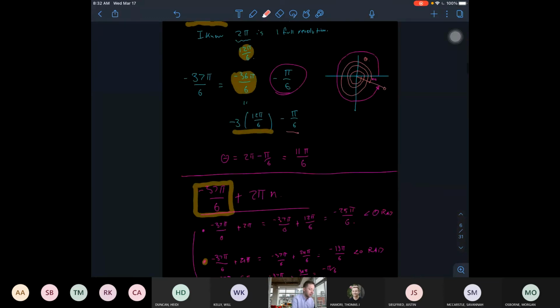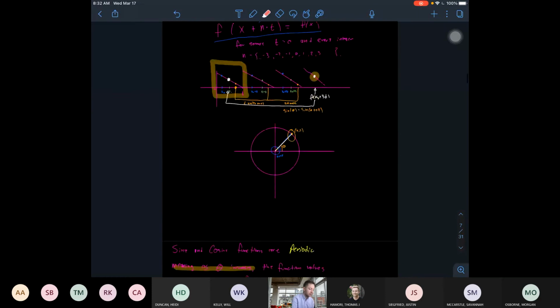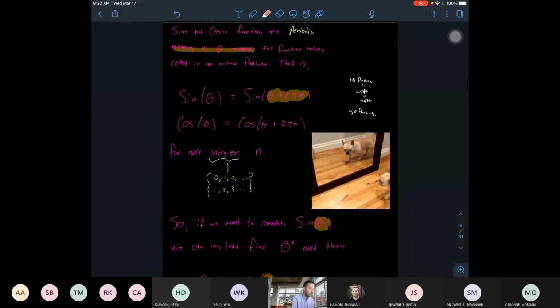The nice thing about reference angles is that they work nicely with the so-called periodicity of sine and cosine. Since sine and cosine are periodic functions, they will give the same value for any angle which is coterminal. So if we have an angle theta, and we take theta plus 2 pi n for any integer n, then sine and cosine are going to return the same value when we plug in those other angles, as long as they're coterminal to our original angle.